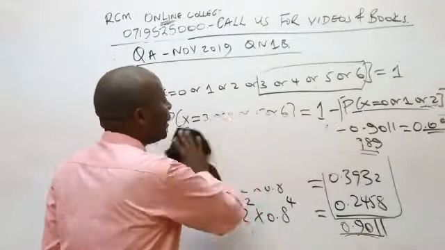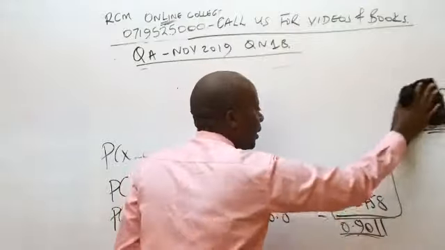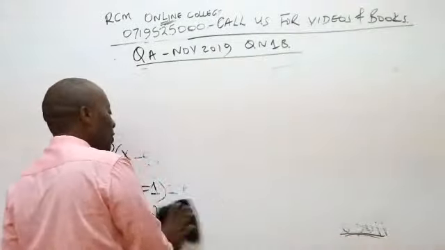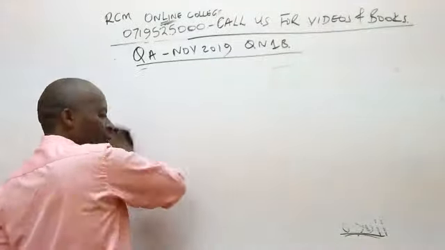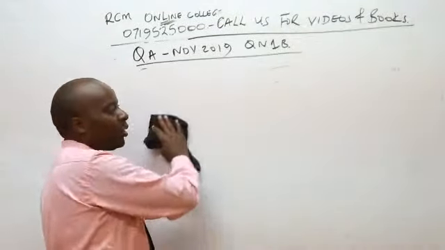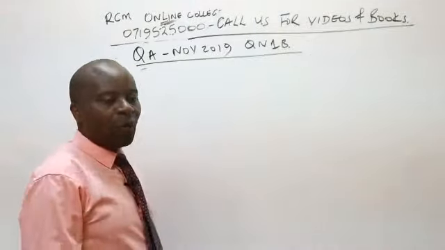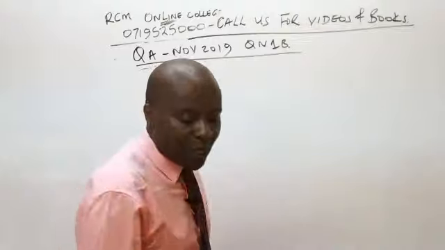I hope that is clear. The most important thing is to appreciate that they wanted us to give them the probability of getting more than what? More than 2 being absent. So more than 2, we start counting from 3, 4, 5, and 6. We realized that those were too many events. We went for the complementary thing.